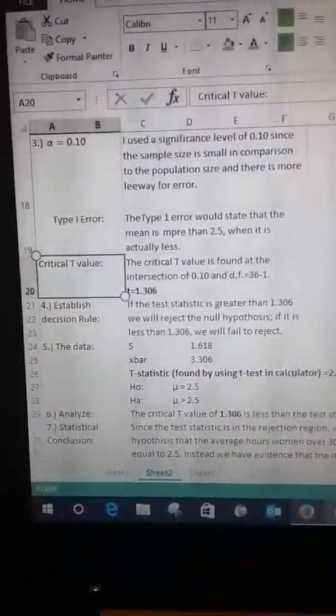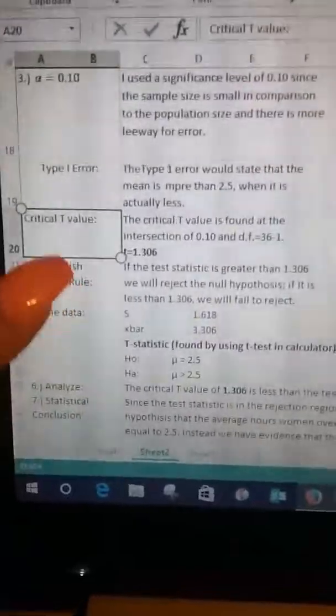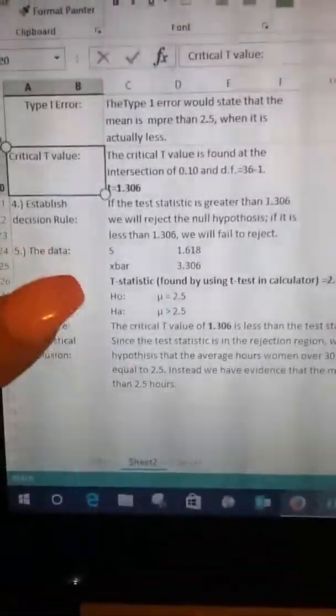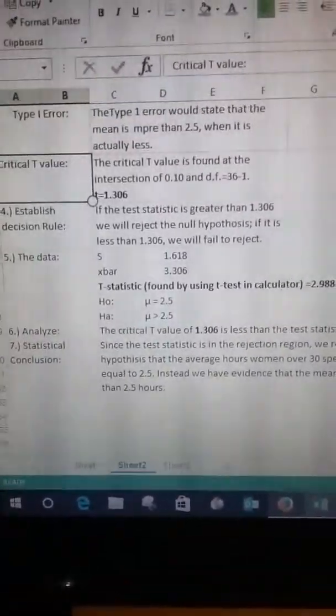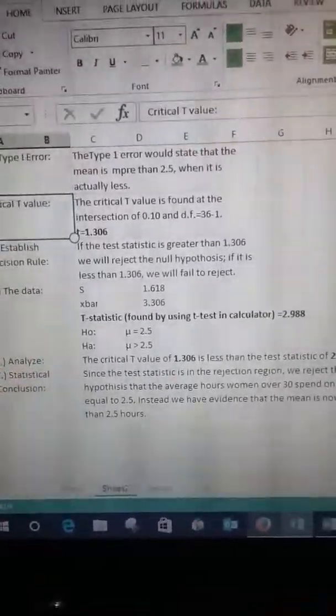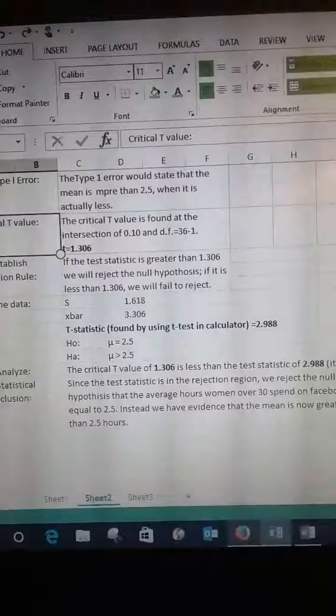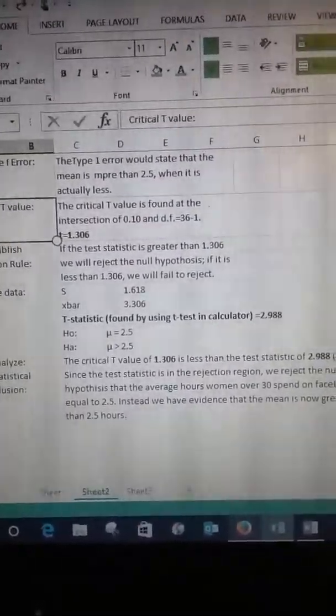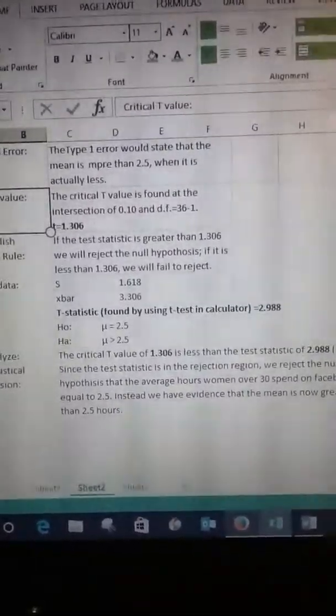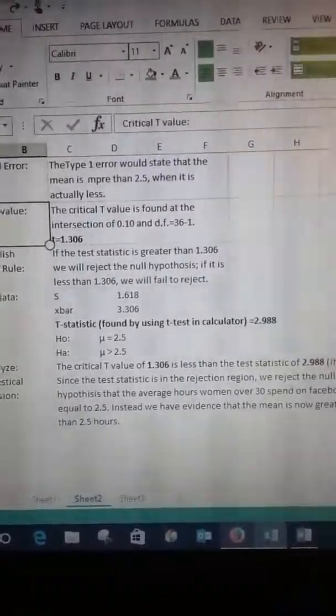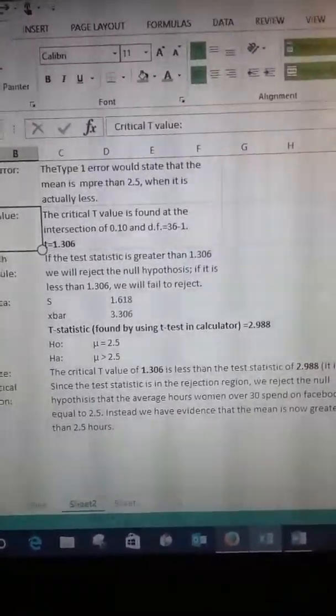The critical t-value to be 1.306. So the decision rule is that if the test statistic is greater than 1.306, we will reject the null hypothesis. If it's less than 1.306, we fail to reject the null hypothesis.